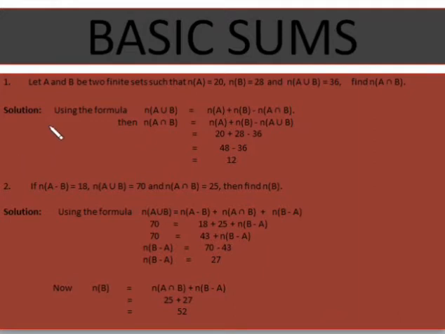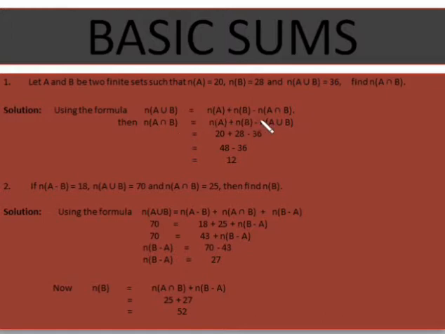Now come to the problems. Let's see some basic problems. Let A and B be two finite sets such that the number of elements in A is 20, the number of elements in B is 28 and the number of elements in A union B is 36. How do we find A intersection B?